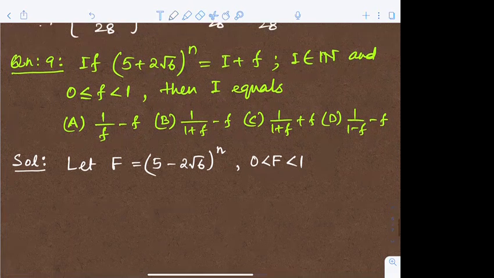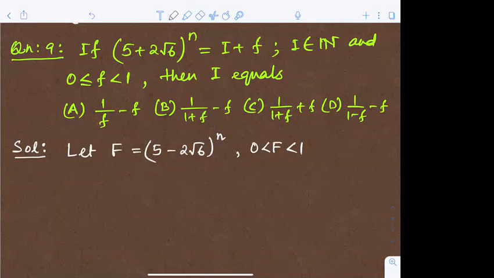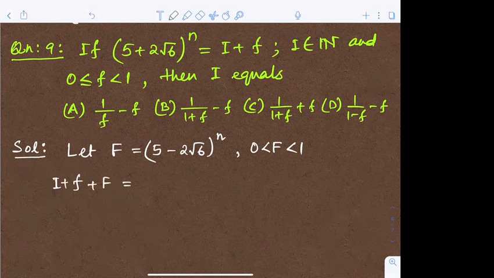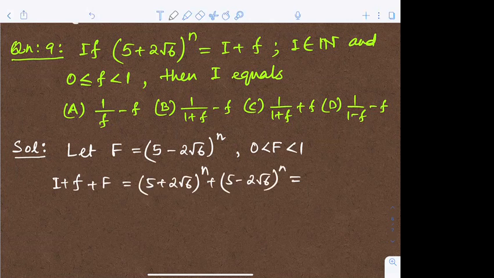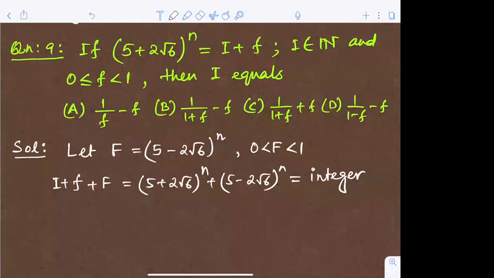Now, what happens if I add our I plus f that is given in the question and our capital F? If I add them, I'll get (5 plus 2 root 6) whole to the power n plus (5 minus 2 root 6) whole to the power n. By using binomial theorem, we will see that all 2 root 6 terms will come with even power, other terms will be cancelled, and we will just get an integer from it. So now, on the left hand side, this I is an integer, right hand side is an integer. So small f plus capital F should be an integer.